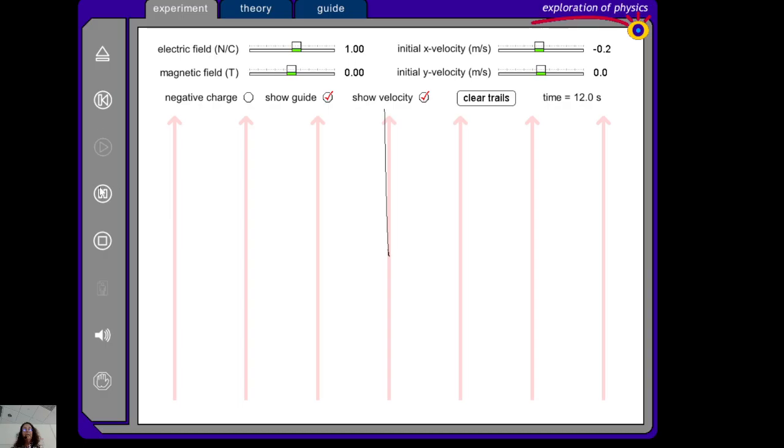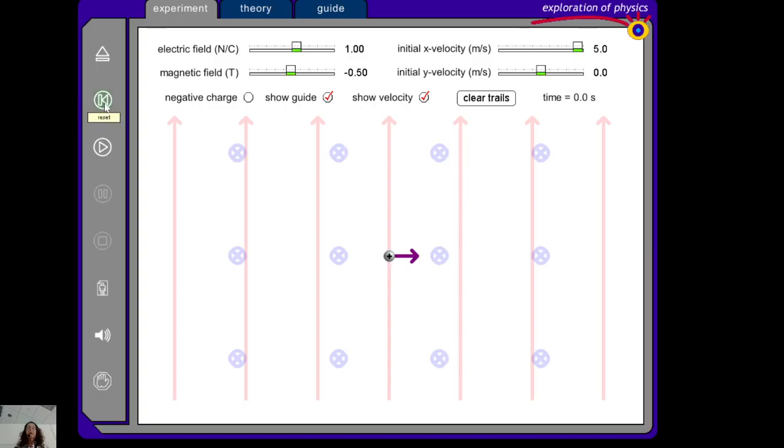Now, if I start again, I'm going to remove the magnetic field here. But now I'm going to have some positive velocity. It's still going to accelerate up. But now you have a projectile motion. It's following a parabola, but it's still accelerating. There is an acceleration. That acceleration is along the electric field. F equals QE. Okay, so an electric field always accelerates or decelerates a charge.